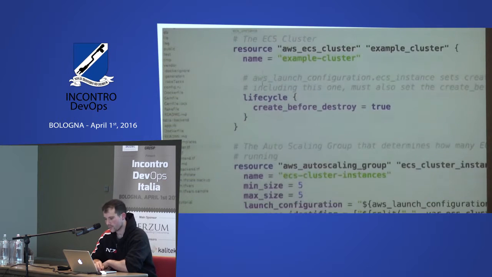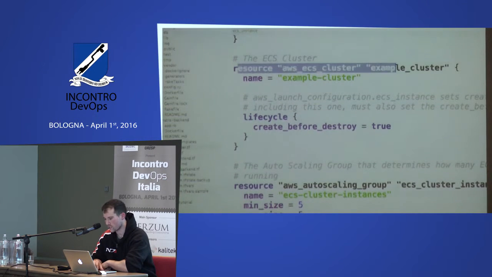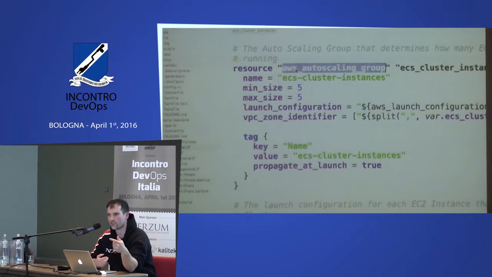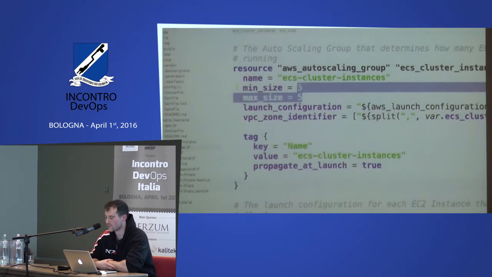There we go. Okay, so this is the resource that creates a cluster, which is just kind of a label. And what you run in a cluster is a bunch of EC2 instances. Probably the best way to do that is in an auto-scaling group, which will automatically restart any instances that go down. And for this example, I'm just running five instances.